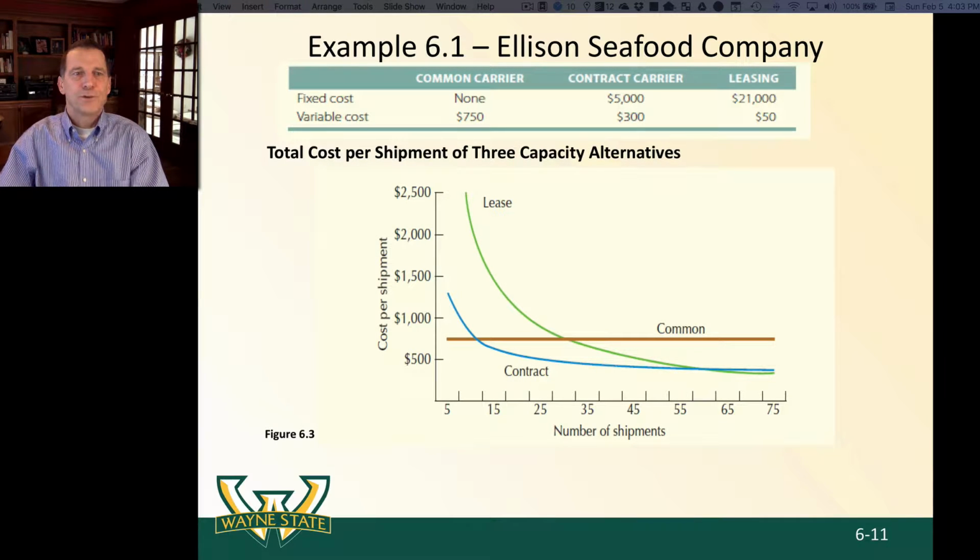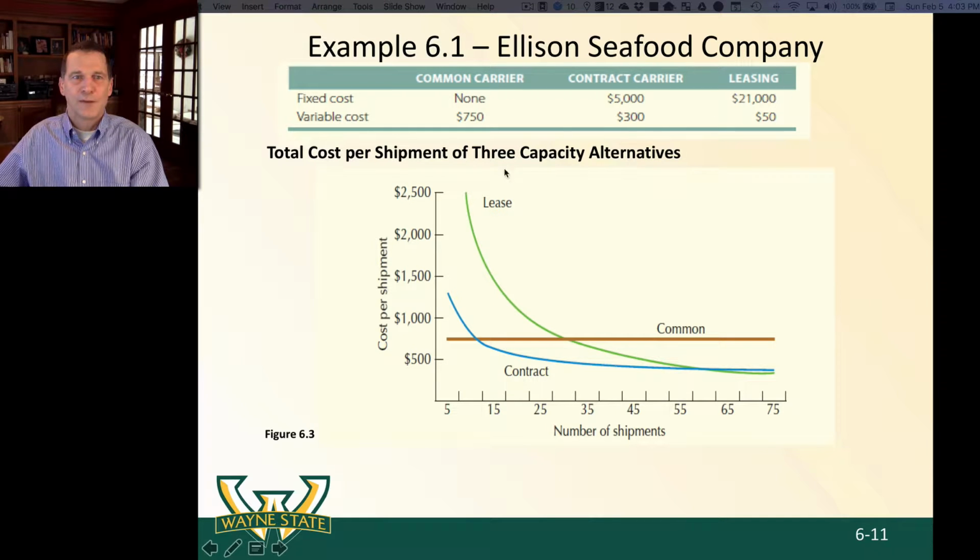The total cost per shipment of the three alternatives we can calculate as well. So we see the opposite, right? Where common, even though it's flat, $750 per shipment, it never changes, was our best option at low volume. Contract was higher, but it crosses over in its cost per shipment at this 11 shipment zone. And lease was astronomical at low volumes.